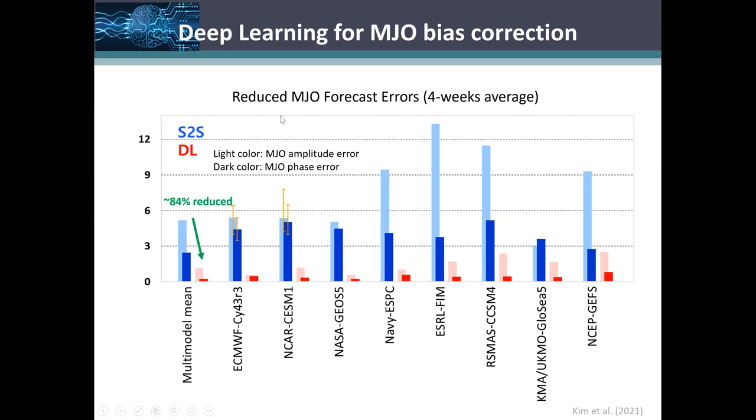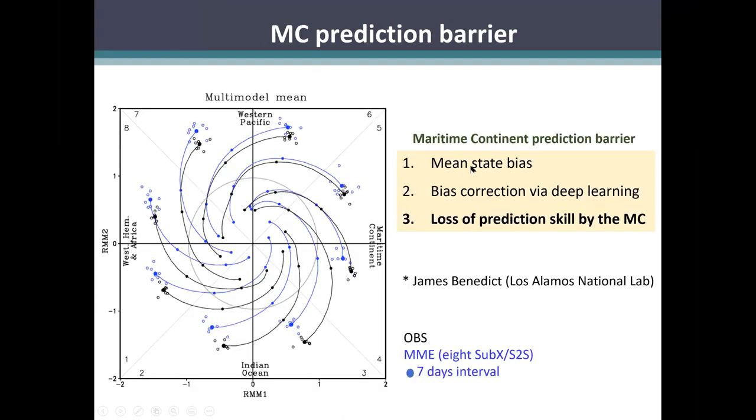We also compared this bias correction with a linear regression model, but the deep learning model has better performance. Because the deep learning model has a nonlinear activation function, that allows nonlinearity and allows the model to be more complicated. So that is the third part, the bias correction model using deep learning.